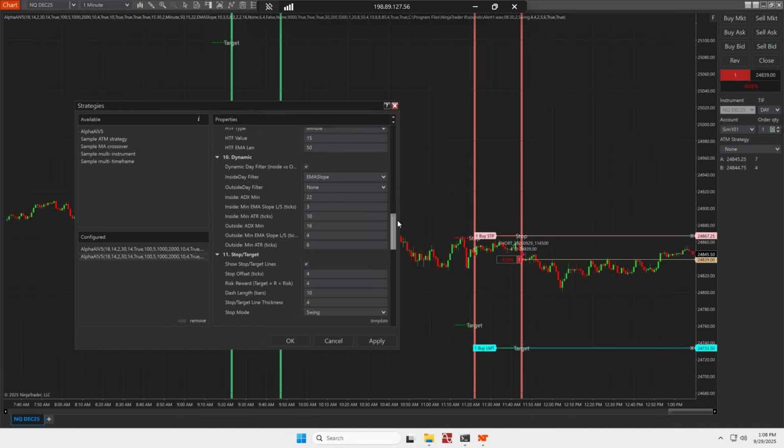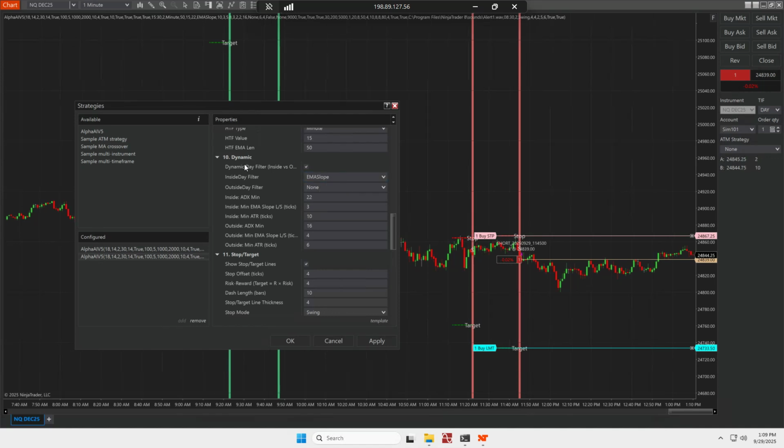Now, the most advanced filter we have now is the dynamic filter, which means you can choose which filter or none depending on whether it's an inside day or an outside day. Inside day means the current day, I'm talking about the daily, not the daily chart, is within the previous day's open and close. This is the inside day.